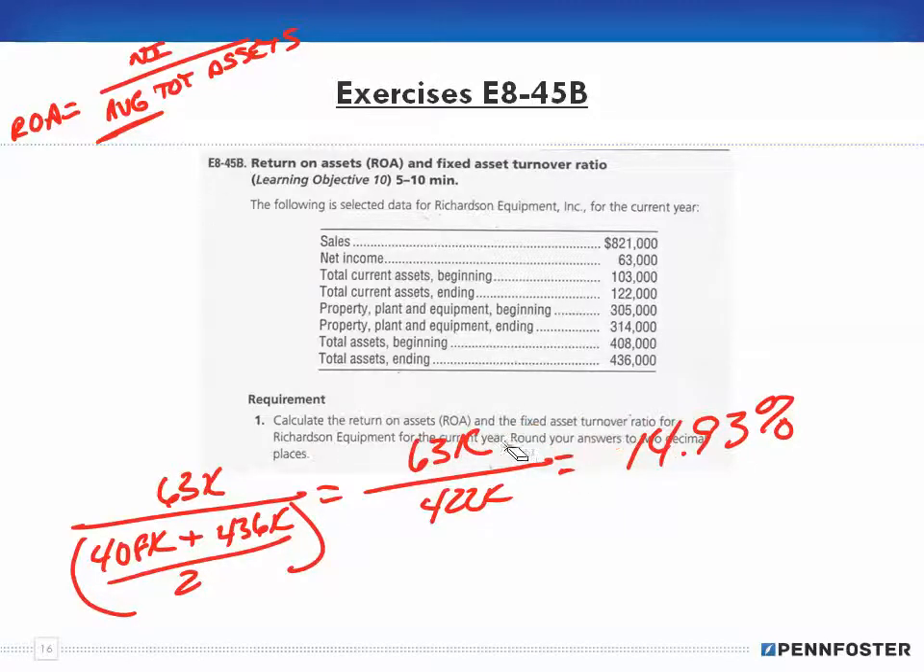So if you don't round your answer on a test question and you wrote down 14.92, that's a wrong answer. Round correctly. So that's return on assets.